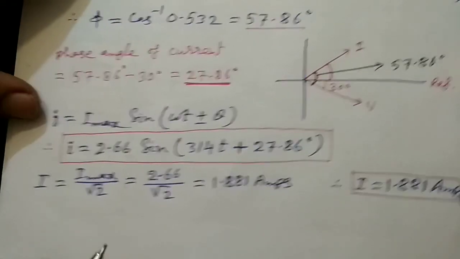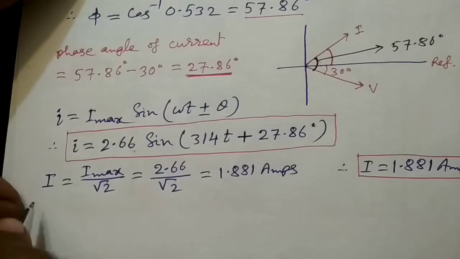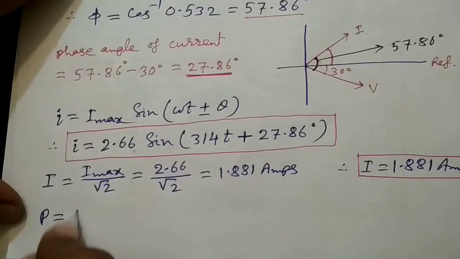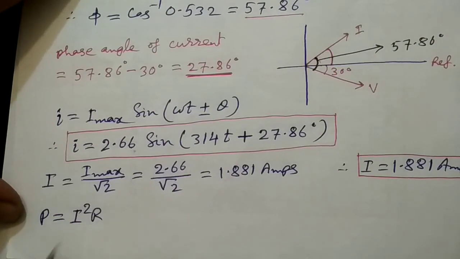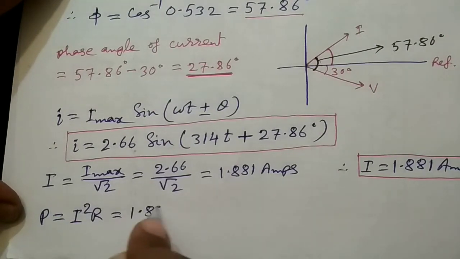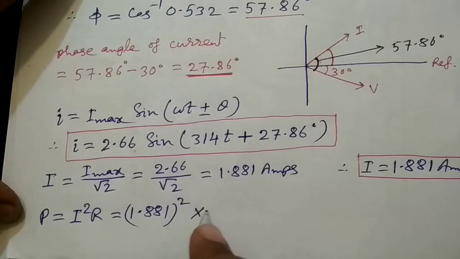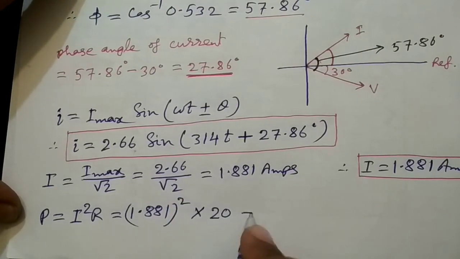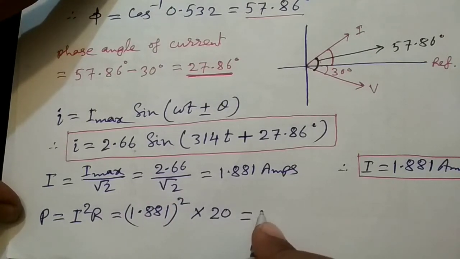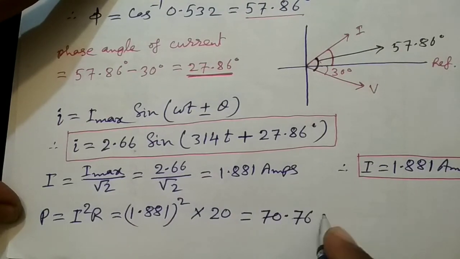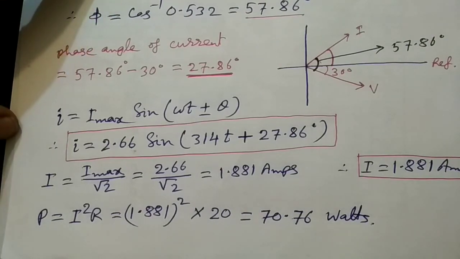And finally the power. So here we can use the power formula as I square R. The RMS current is 1.881, so square of the current into the resistance. The resistance is 20. So finally the power will be 70.76 watts. So this is the power in this circuit.